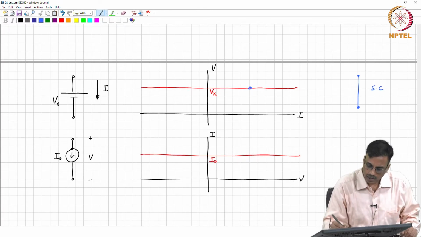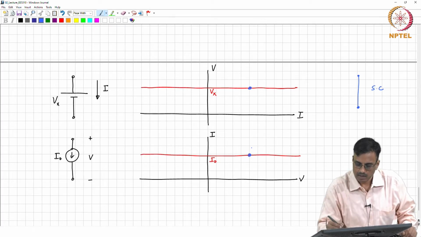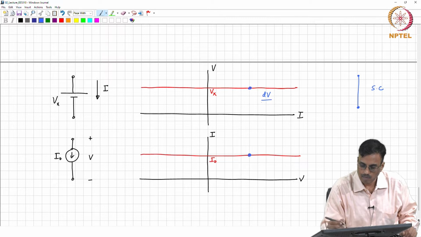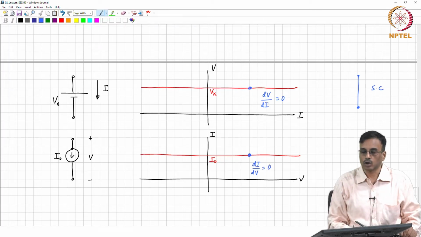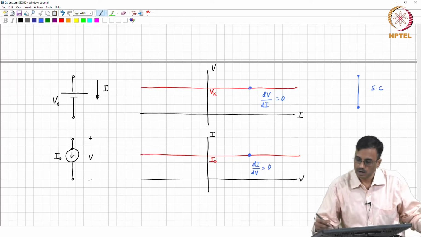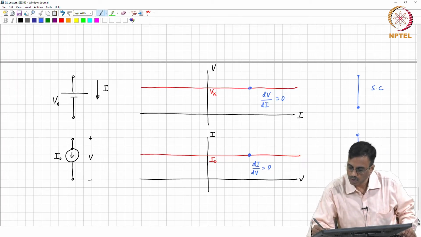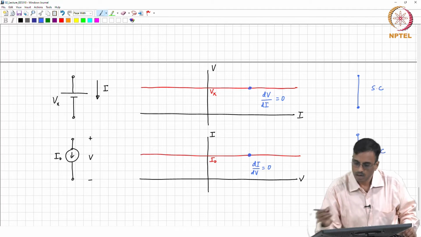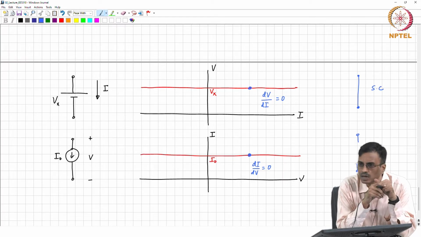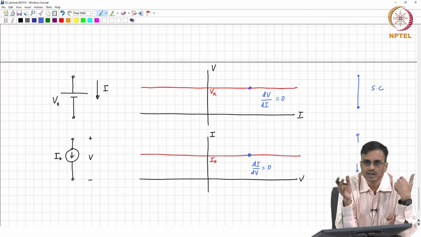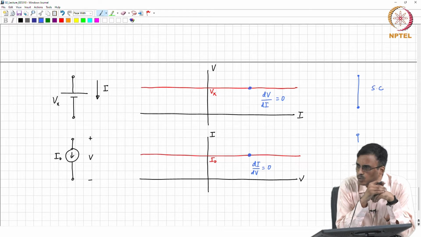At any operating point, we see that this was dV by di is 0, this is di by dV is 0. So, what comment can we make? It is an open circuit. And what comment can we make about the validity of the small signal approximation? Again, any voltage you put in, any change in voltage constitutes a small signal. Does that make sense?